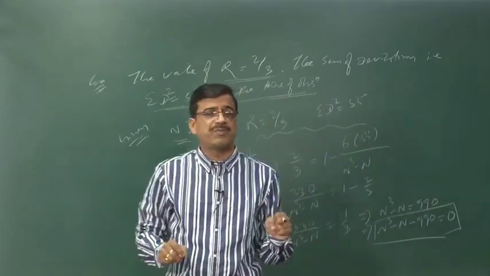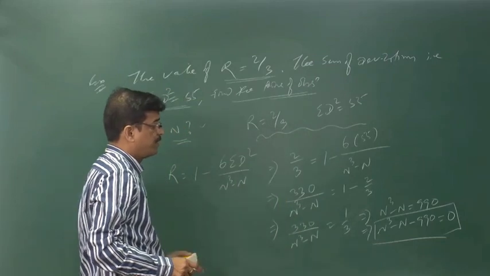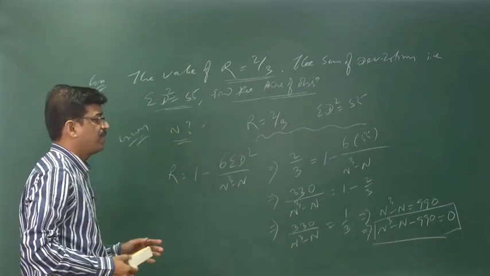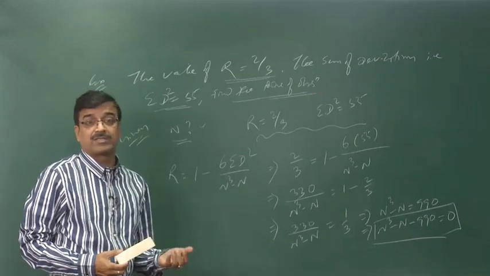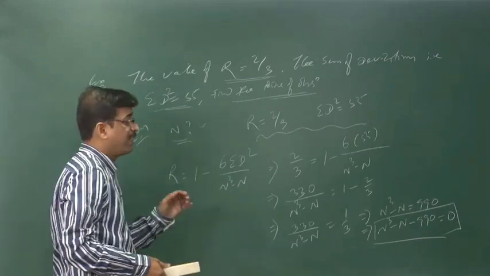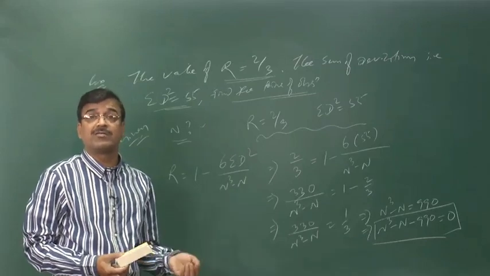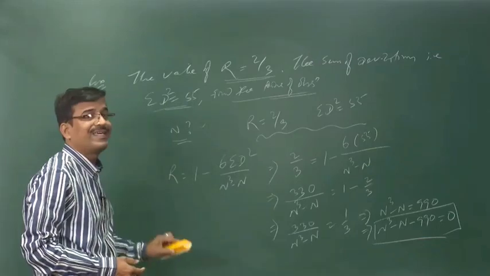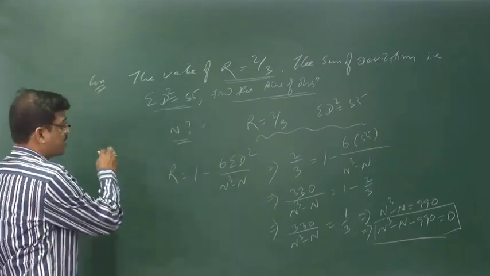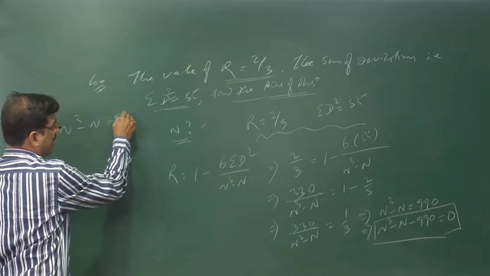Then how to simplify that particular equation? What is the value of n, given n³ minus n minus 990 equals 0? With the help of factorization we can do it, with the help of a quadratic equation you can do it, or using any polynomial equation you can do it. Now there is another technique, called the hit and trial method. As you know, n³ minus n equals 990.